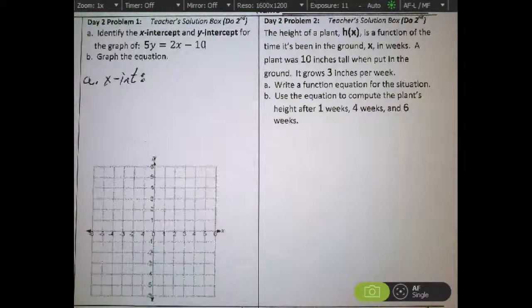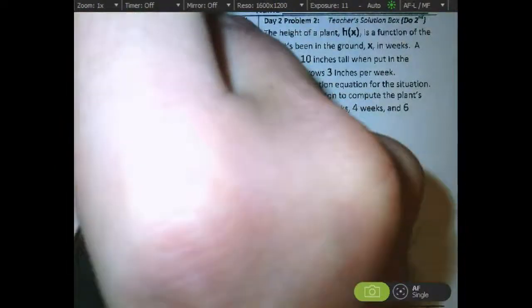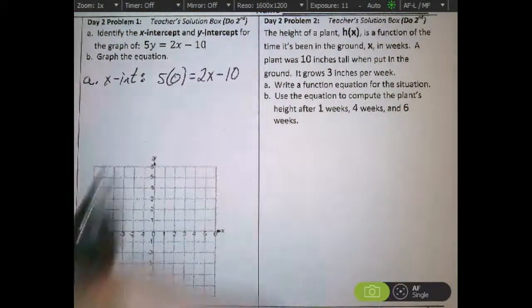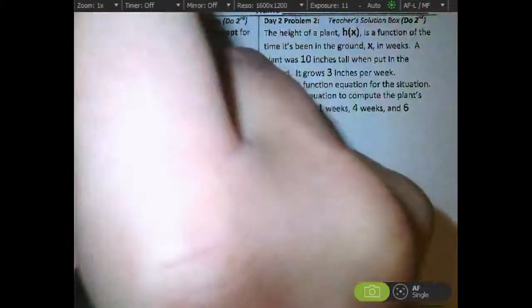To find the x-intercept of a linear equation, we substitute the value of 0 for the letter y. So 5 times 0 equals 2x minus 10, and we solve this equation. 5 times 0 is 0, so that's equal to 2x minus 10.